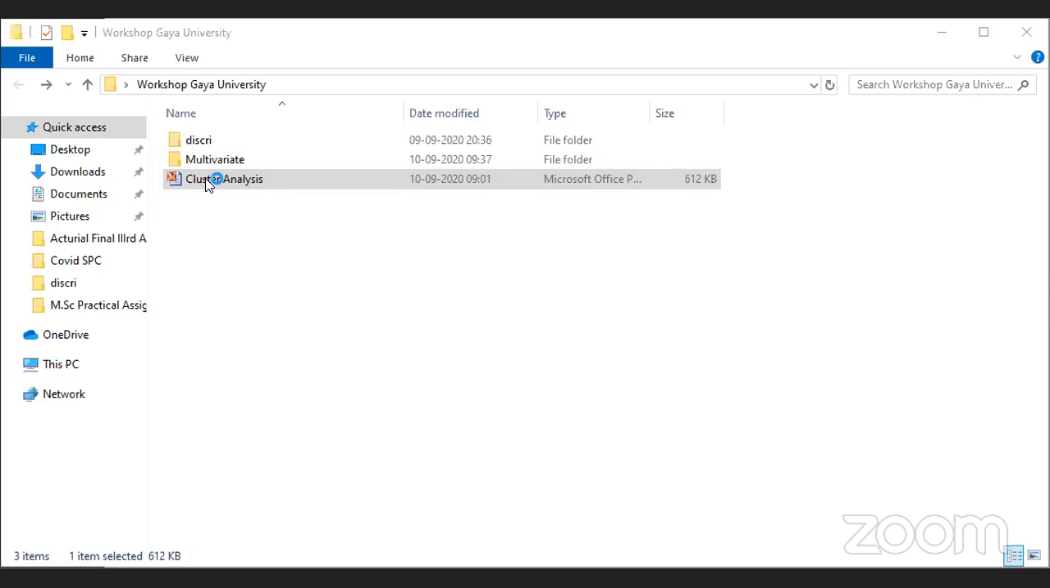In factor analysis, what were we doing? We started with 20 variables and finally found that 3-4 factors are required to explain them. But in cluster analysis, what do we do?